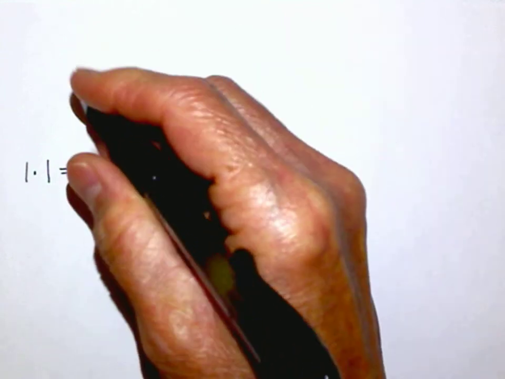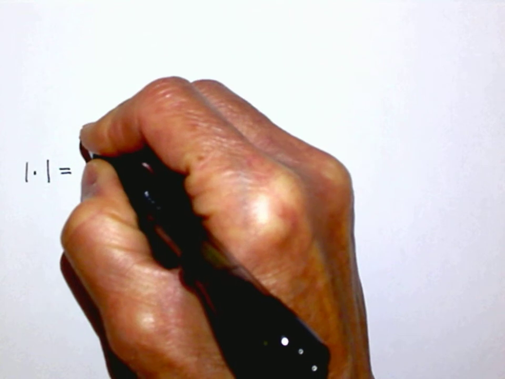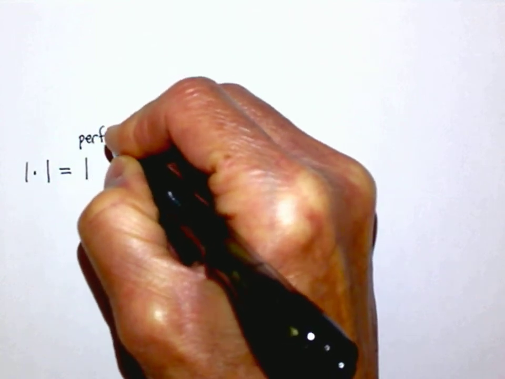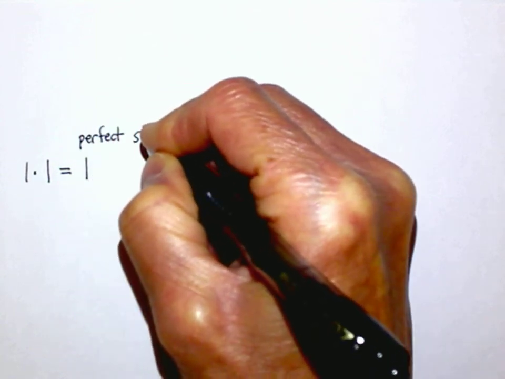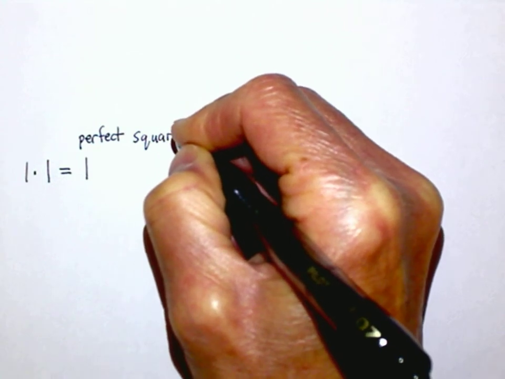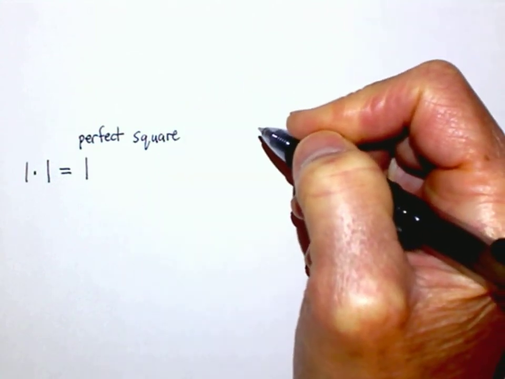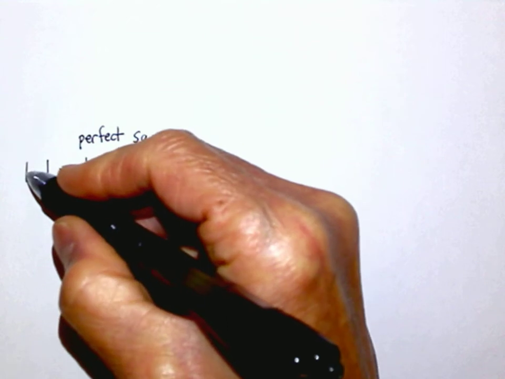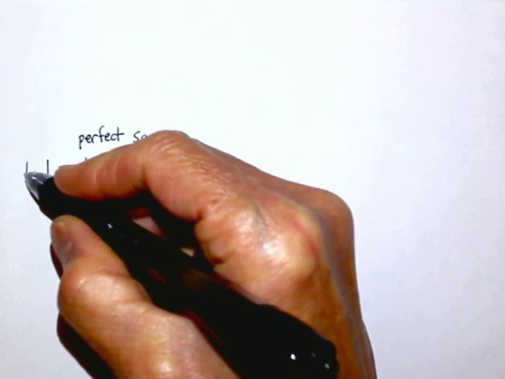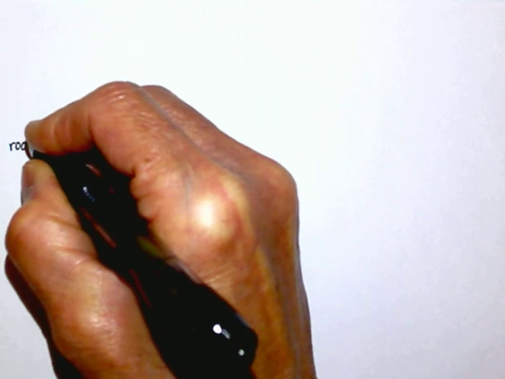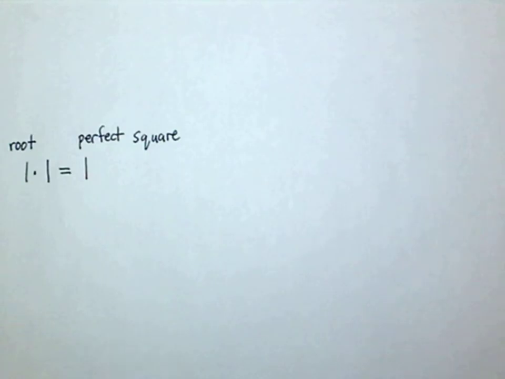So we call 1 a perfect square. The number I multiplied to get that is called the root. Okay? Let's try 2.